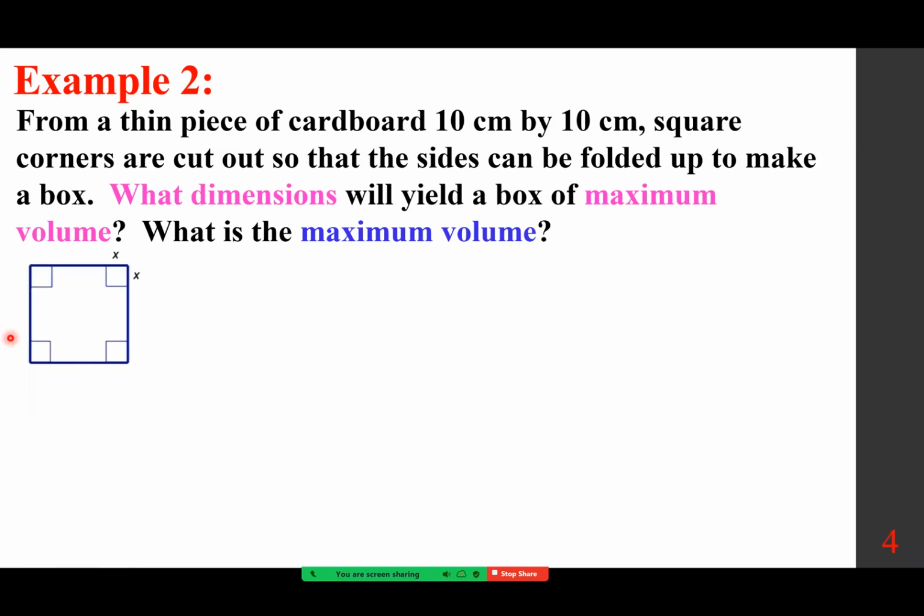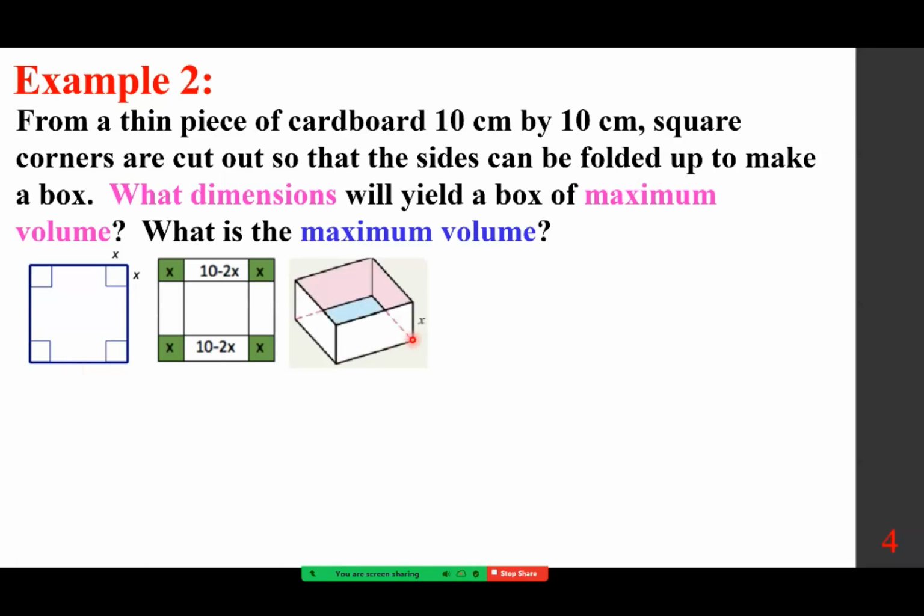First of all, you have a 10 by 10 piece of cardboard. You're going to cut x amount from each corner. So if you're cutting x here, you're cutting x here. And therefore, the dimension for this part in between would be 10 minus 2x, the same thing here. Okay, 10 minus 2x. And so you fold it up. The height is x, the width and the length are both the same. So we want to maximize the volume.